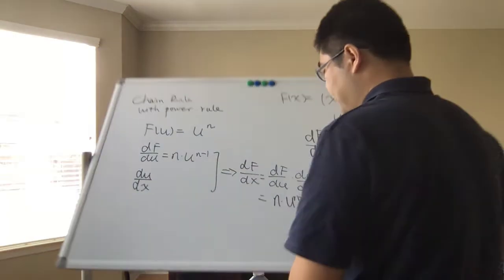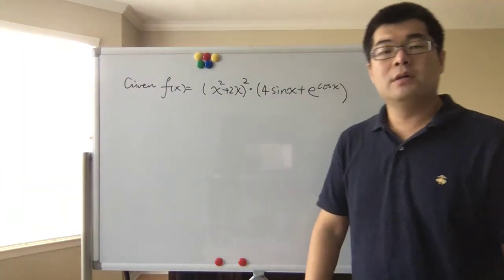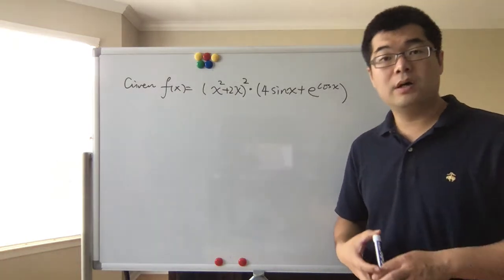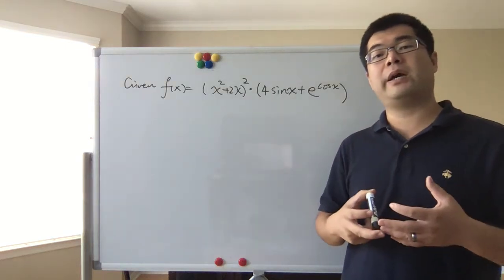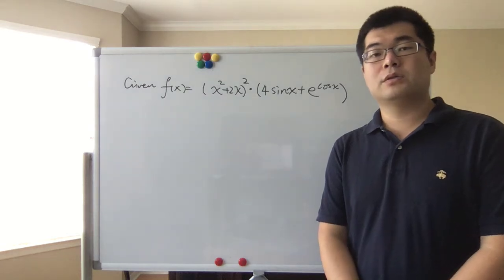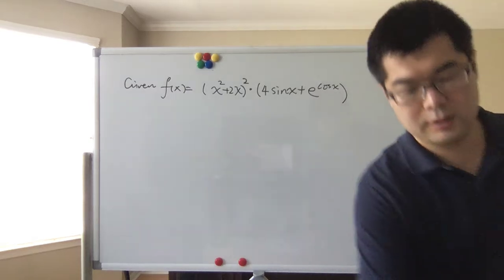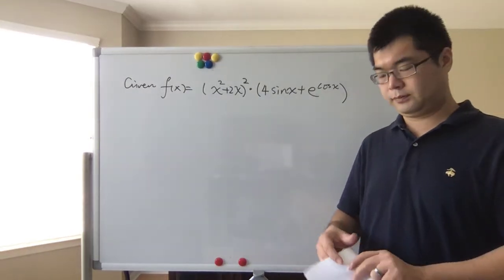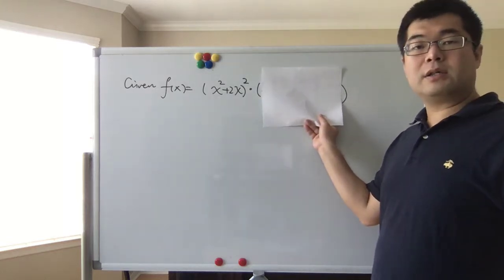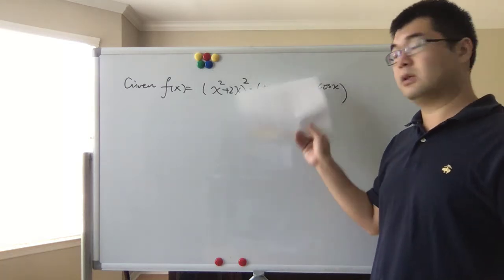Now let's look at the last example here, like this. See that we have a function x squared plus 2x, squared, and then times 4 sine x plus e to the power of cosine x. Okay. So this problem is a little bit complex. Why? Because you see, if I block this part, you can see this is a composite function. We're going to use the chain rule, right, with the power rule we just talked about.